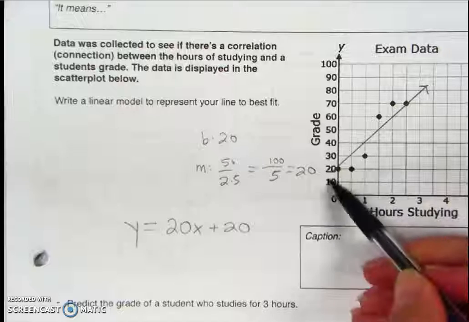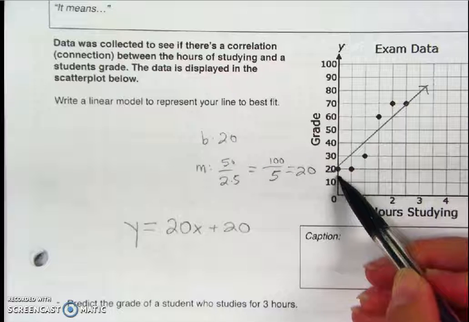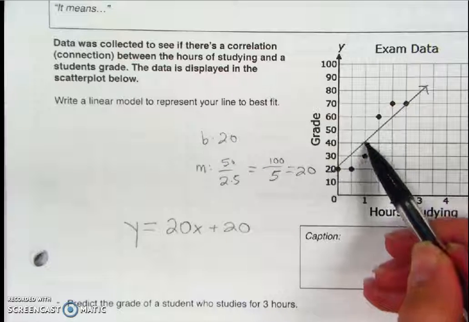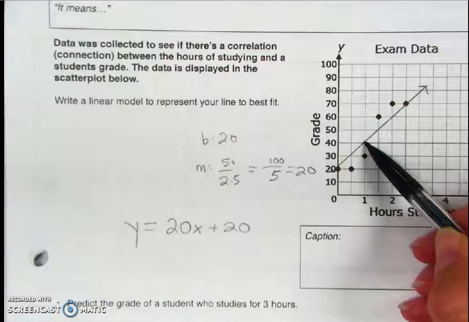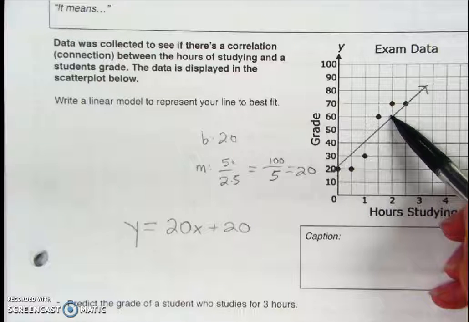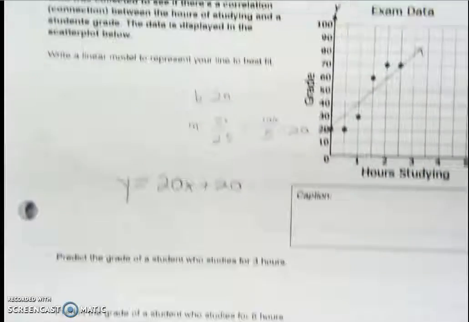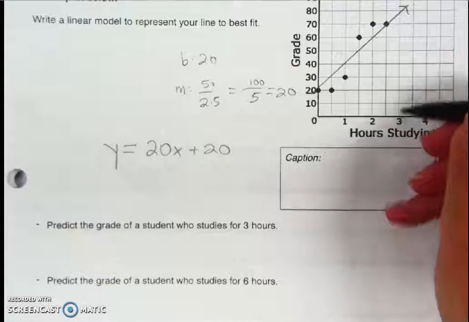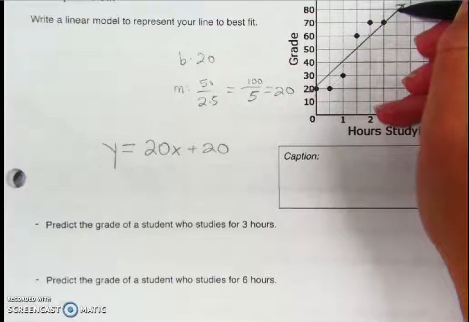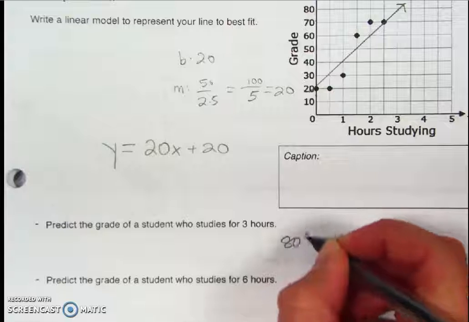So if you don't study at all, it's likely your grade is a 20% F. You spend 1 hour studying, now it's a 40%. You spend another hour of studying, now it's 60%. And that's studying for an exam. So let's study some more for our exams. Predict the grade of a student who studies for 3 hours. Looks like they might have an 80% based on the graph.